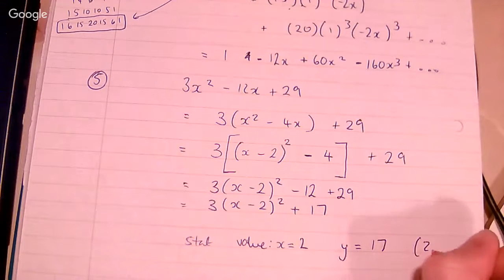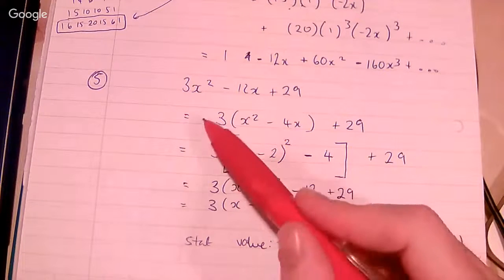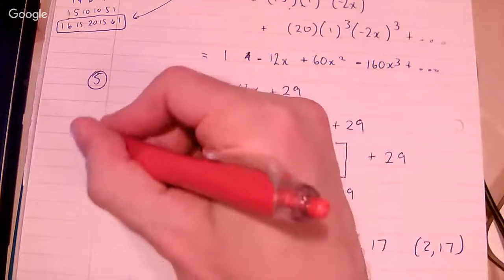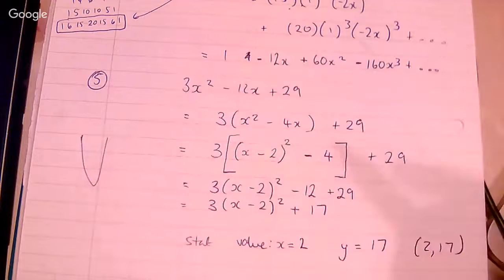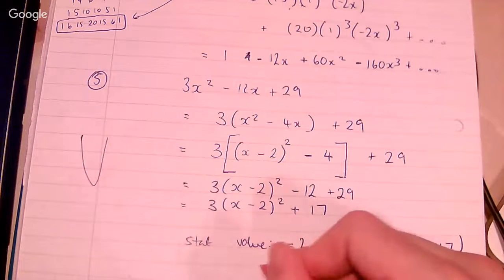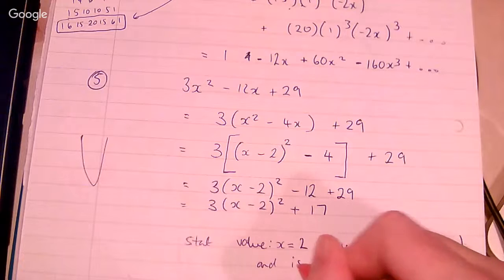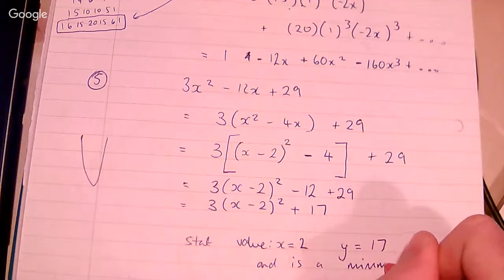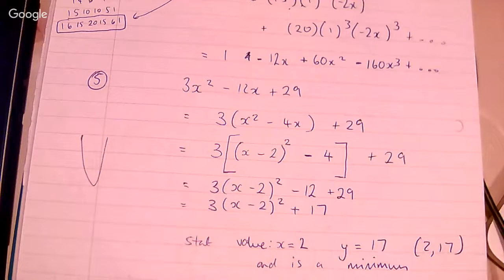So my coordinates are 2, 17, and if you come back to the question, because it's 3x squared, that means it would be like that, so that means it would be a minimum value. So I just say that and it is a minimum. Okay?